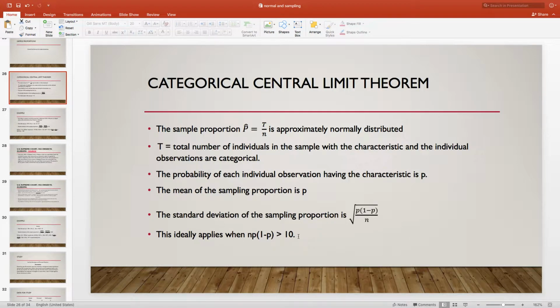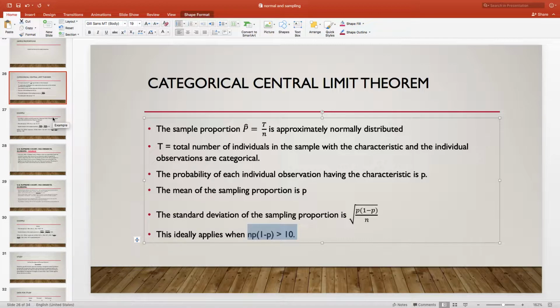Now, this is not a hard and fast rule, but it's a strong recommendation. If you're going to use this normal distribution, you should have that n times p times 1 minus p is at least 10. Now, it doesn't mean that you can't apply it if it's less than 10, but that if you did that, it would be a less than ideal circumstance. So ideally, this criteria should be satisfied.